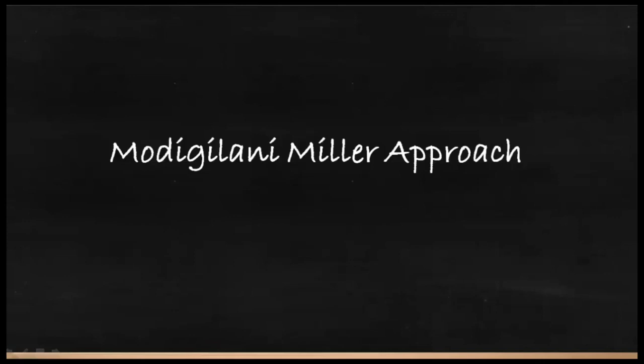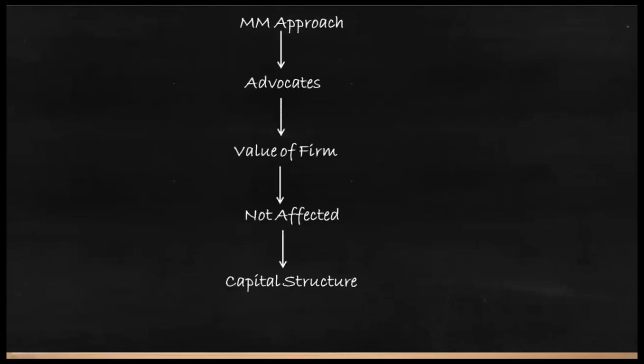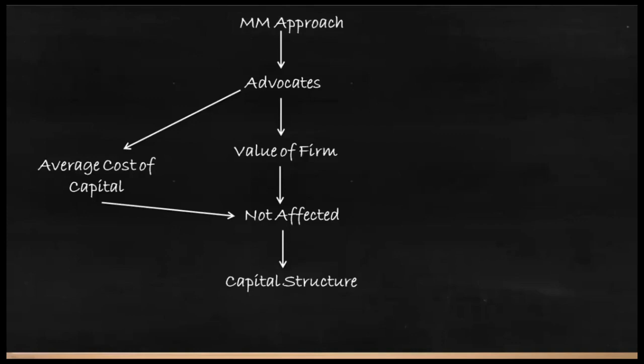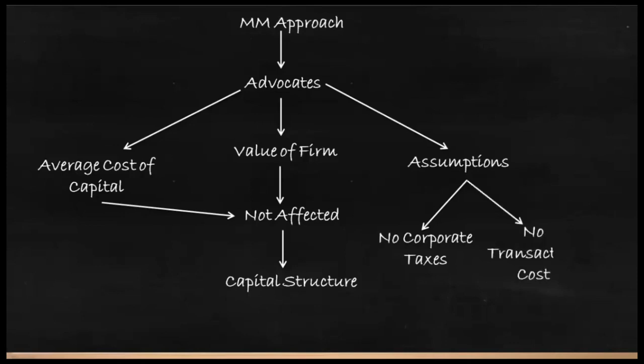Modigliani-Miller approach. This is one of the capital structuring theories. This approach advocates that the value of a firm is not affected by the capital structure, and the average cost of capital is also not affected by capital structure. But this approach has an assumption that there are no corporate taxes and there are no transaction costs.